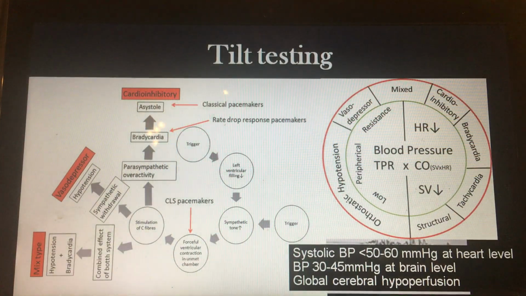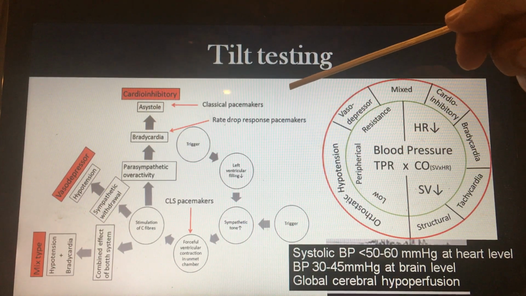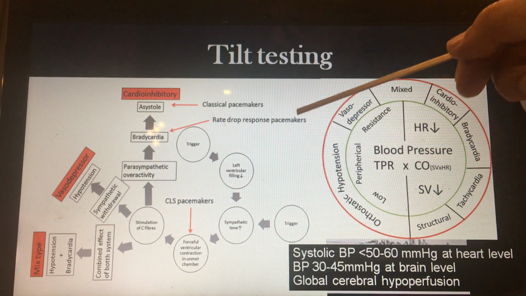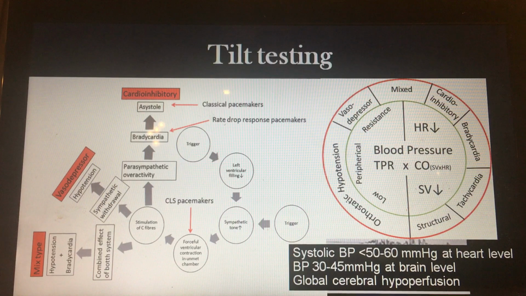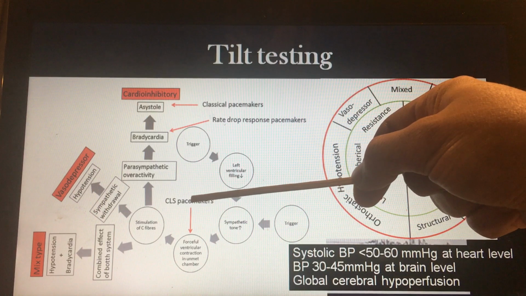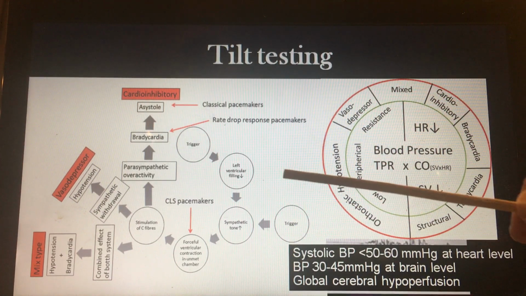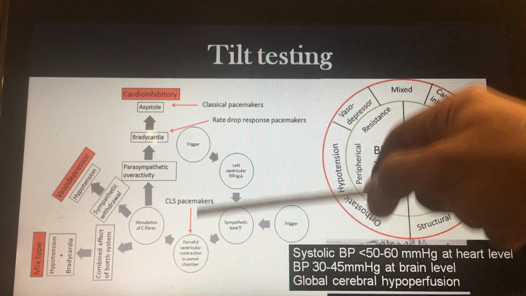As you know, classical pacemakers and even rate drop response pacemakers usually detect the event after occurrence of significant bradycardia, but as I mentioned in the previous slides, it will not fix the syncope episode in some types of cases. So recently, manufacturers have turned to closed loop stimulation systems to deal with this problem, and these devices try to detect events in the earlier steps, just during forceful ventricular contraction.